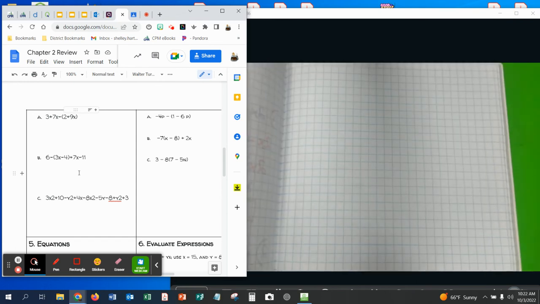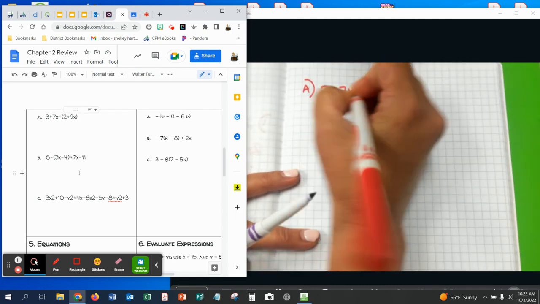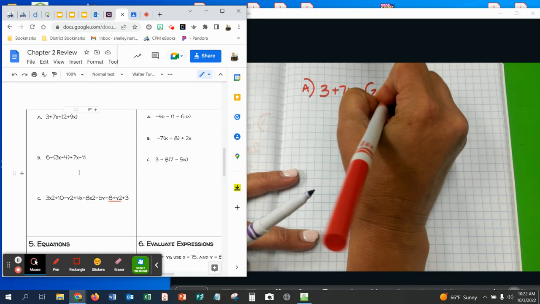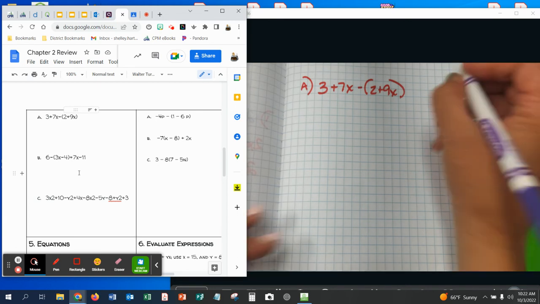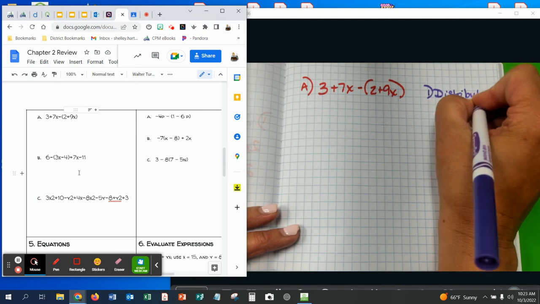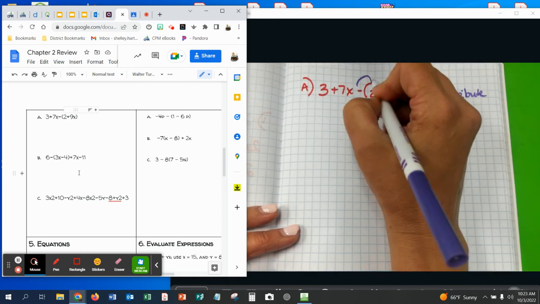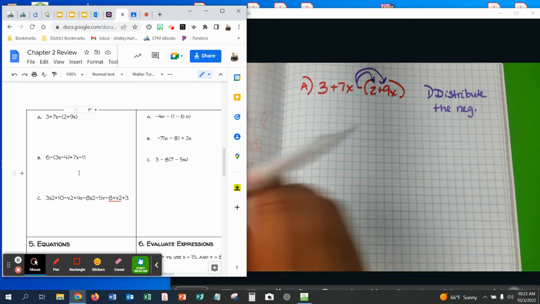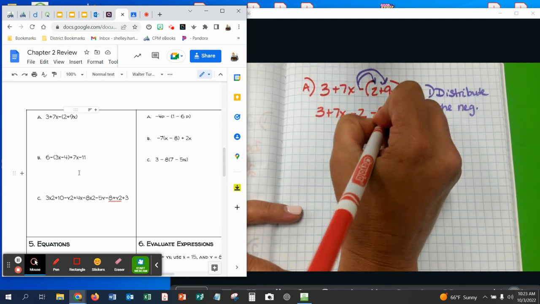Okay. So we're going to simplify. We have 3 plus 7x minus (2 plus 9x). What am I going to do? What's the first thing you think I should do? Yes, Jerry. One, we're going to distribute the negative. I'm going to do that like this, and then I'm going to rewrite 3 plus 7x minus 2 minus 9x.